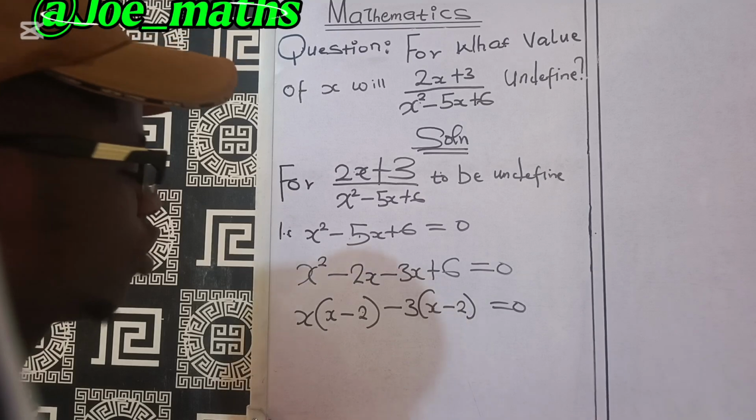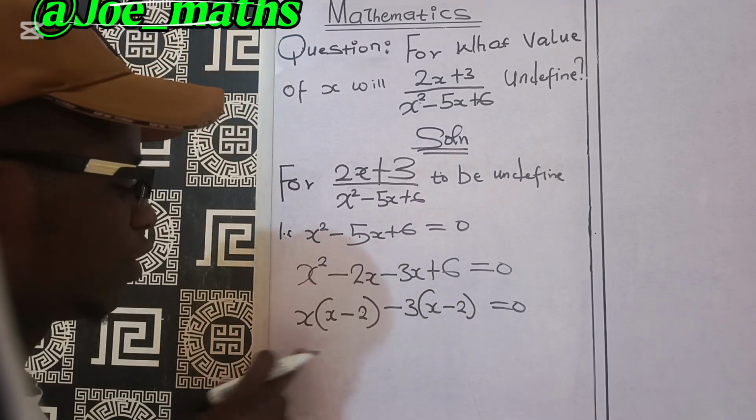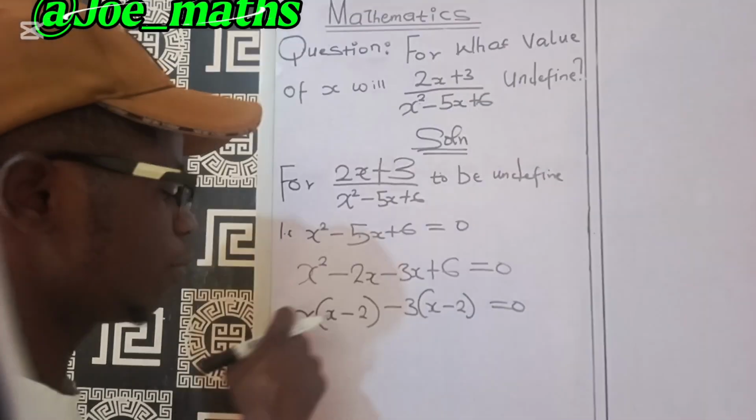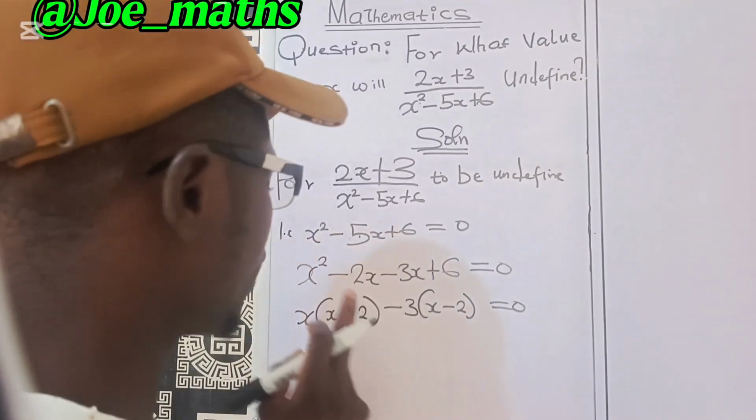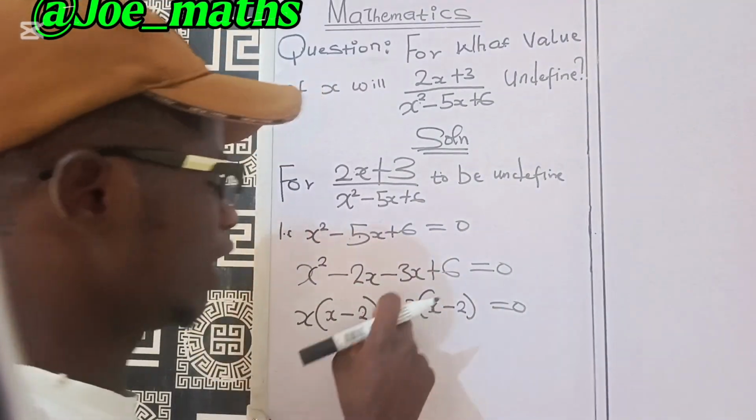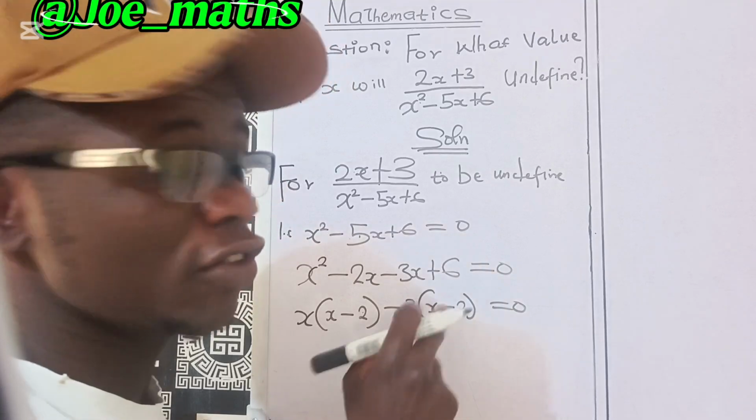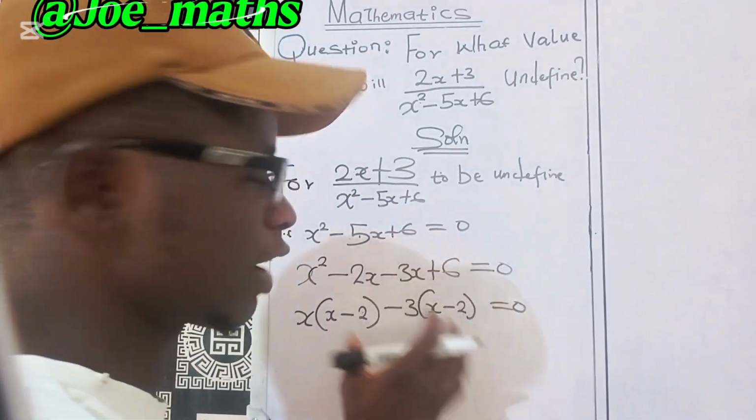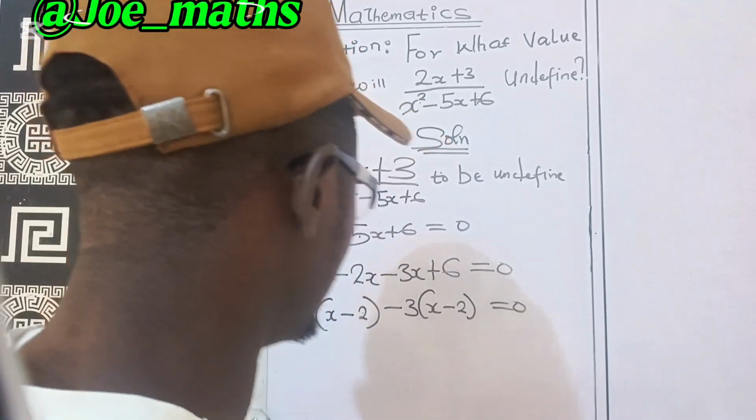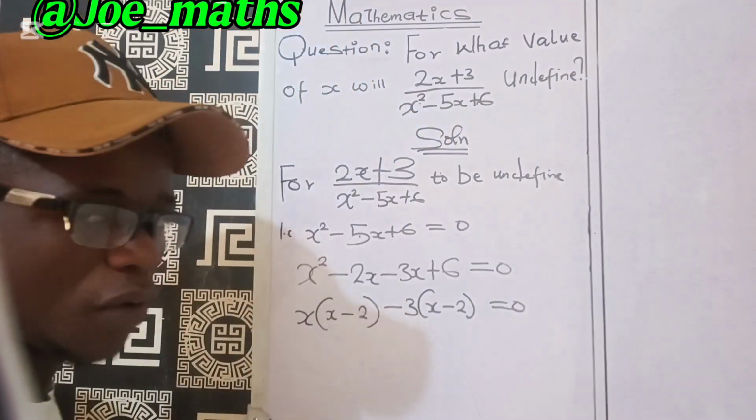So if you want to check whether what we have here will give us this, just use x to open the bracket. x multiplied by x will give us x squared. x multiplied by minus 2 will give us minus 2x, which is the same thing as this. Then minus 3 multiplied by x will give us minus 3x. Then minus 3 multiplied by minus 2 will give us plus 6. So it's exactly the same thing we have. So we have no problem. We need to continue with our factorization.